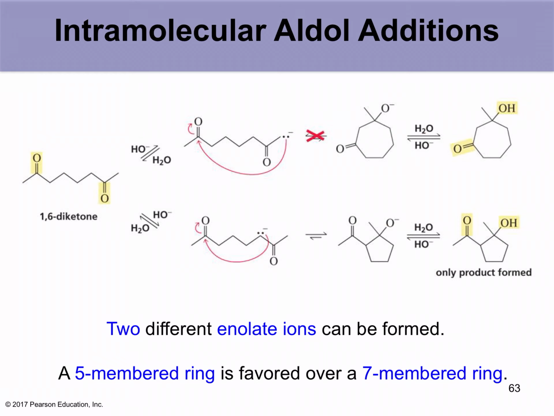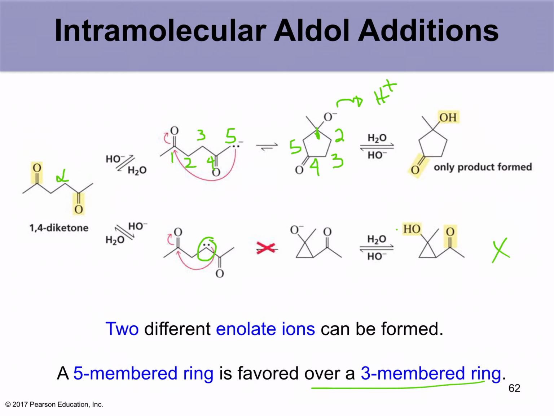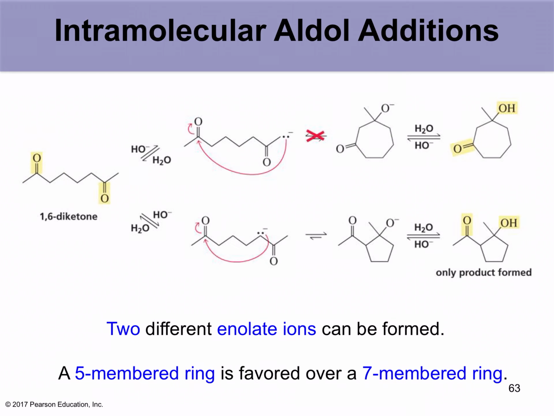Another intramolecular aldol. Now this is a 1,6-diketone. The previous one is a 1,4-diketone. In the 1,6 also, you can form the carbanion here, and if this carbon and this carbonyl group form a ring, how many members will be in this ring? 1, 2, 3, 4, 5, 6, 7. Normally 7-membered rings are also not that stable. Two different enolates can be formed. A 5-membered ring is more favorable over a 7-membered ring.